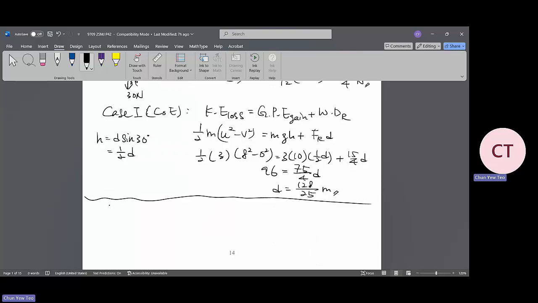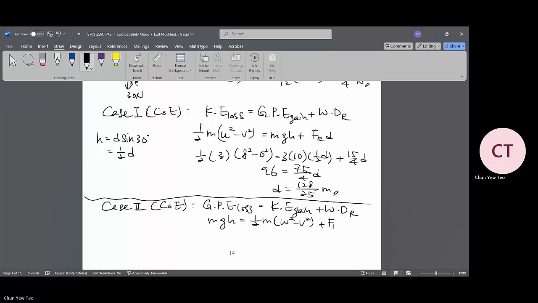Now we move on to case 2. Again, conservation of energy. This time you have the GPE loss equal to the KE gain plus the work done by the resistance. So the GPE is mgh. The KE gain is half m of w squared minus v squared, plus F_R multiplied by D. m is 3, g is 10, h is still the same, half D, and D is 128 over 25.